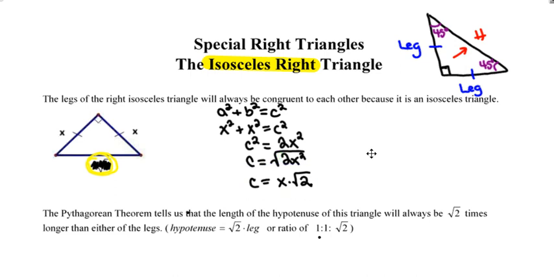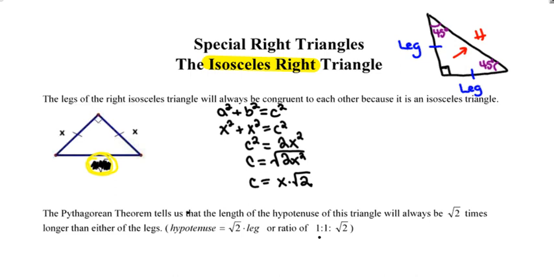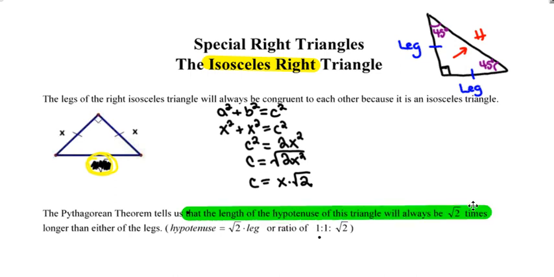It's just Pythagorean theorem. What's really important here and what you need to know is that in any isosceles right triangle, the length of the hypotenuse will always be the square root of 2 times the length of either of the legs. Sometimes we might say that the three sides then are in the ratio 1 to 1 to square root of 2.